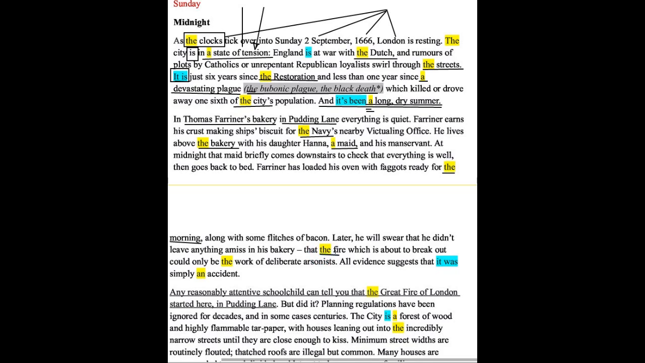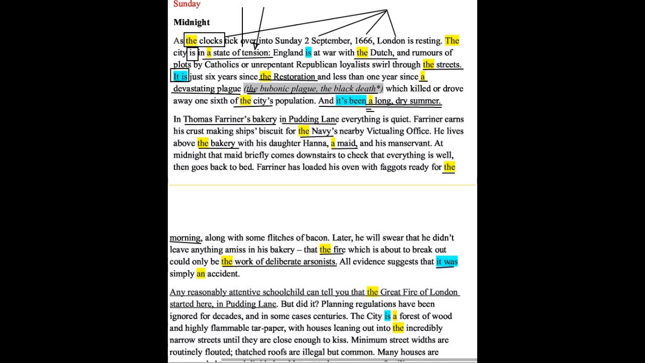Now, the fire is defined here. Which fire? The one which is about to break out. And it's got a very prominent place in this story anyway. We already know we're talking about the Great Fire of London. And so it's very definite. And the work here is very definite because we know which work, the work of deliberate arsonists. And we know we're talking about the work of starting the fire. And so we know exactly which work we're talking about here.